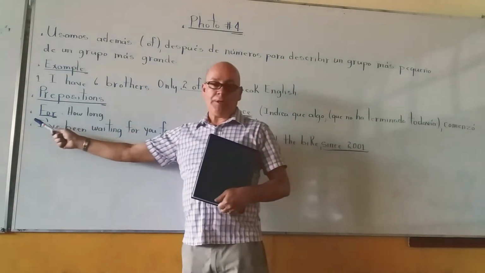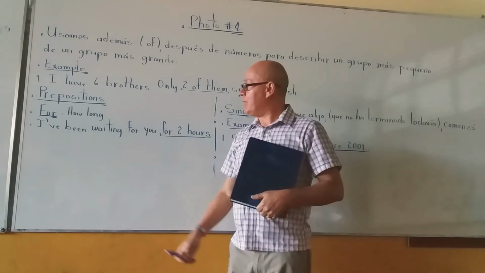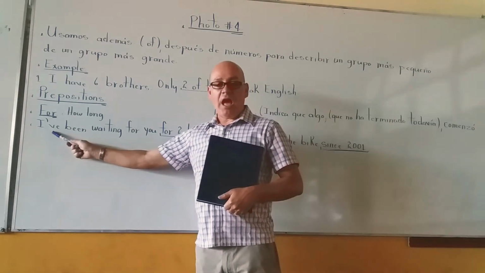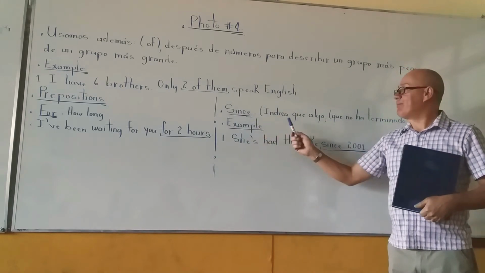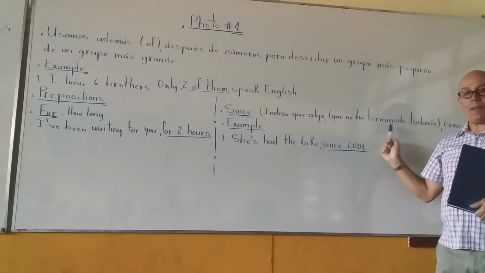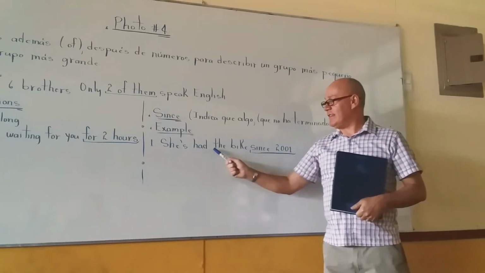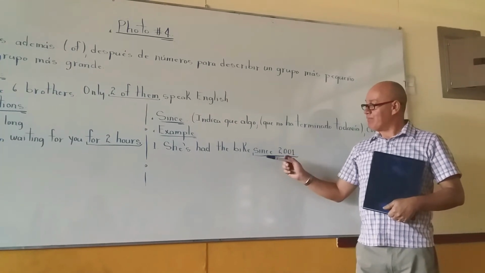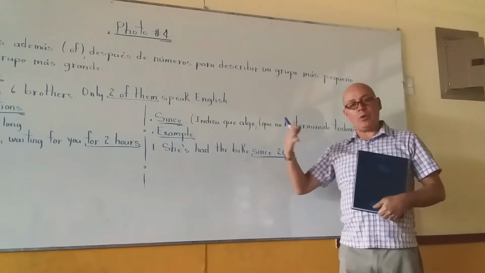Prepositions. Let me remind you that we use for with numbers, in this case for expressing how long, speaking about time. I've been waiting for you for 2 hours. Since indicates when something that is not finished yet began. Example: she's had the car since 2001. It means that she's still having the car and maybe she will have the car for some more years.